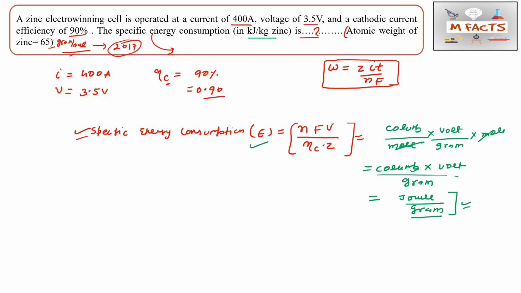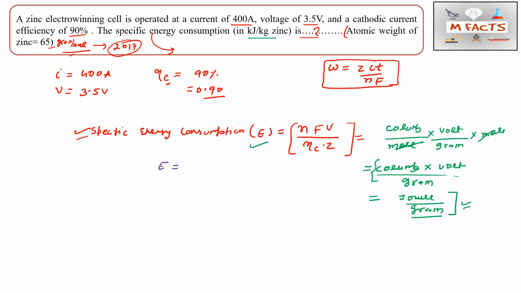Okay, so joule per gram is the unit of specific energy consumption. And how did we get joule? Because coulomb multiplied by volt is equal to joule, because we know 1 volt is the energy of 1 joule done by 1 coulomb of charge, or you can say that 1 volt is defined as the energy consumption of 1 joule per electric charge of 1 coulomb. So from there we got this unit. Now we will put the values here and find the answer.